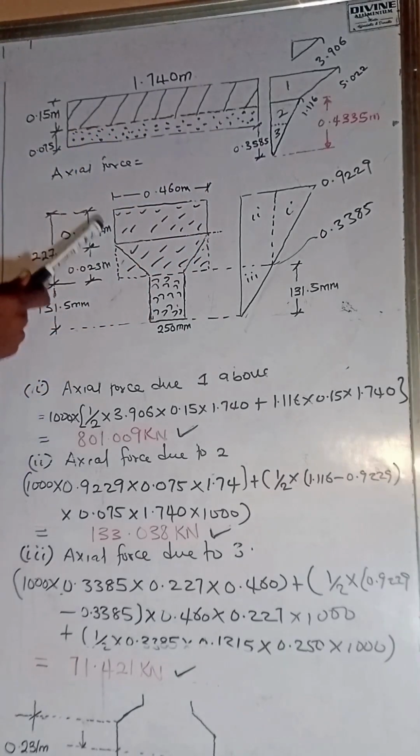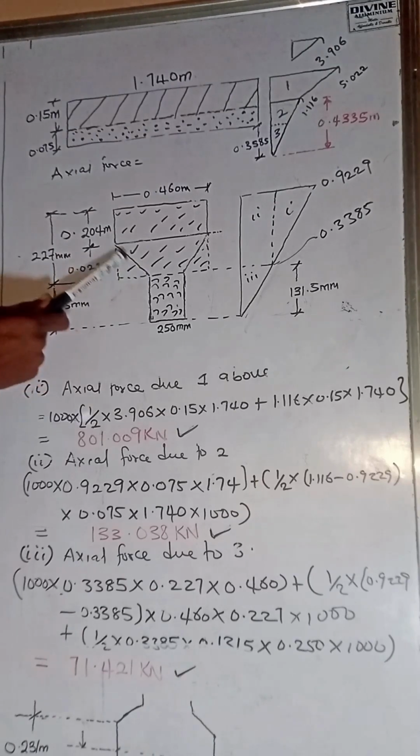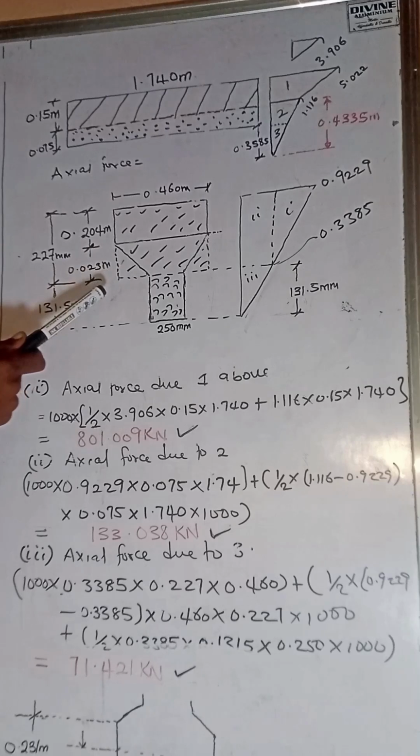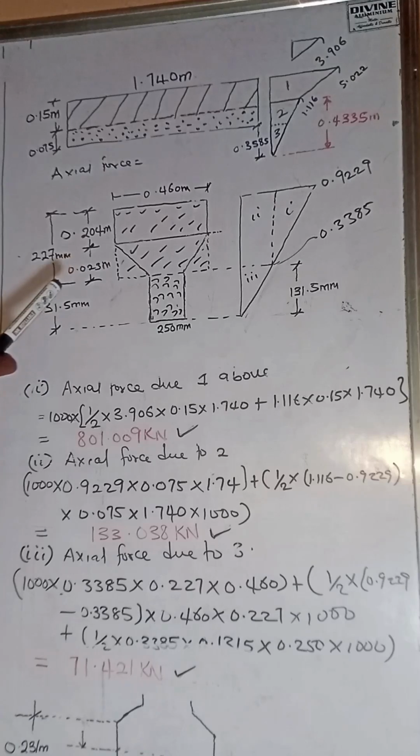You can see I've drawn it on the board. The I section originally has from this point to this point to be 0.204, and from here to here to be 0.023 meters. And the overall depth from here down to here, which I've just shaded. Remember, there's a chamfer for the I section, but we're going to assume that the stress is acting on a surface that is rectangular in shape.